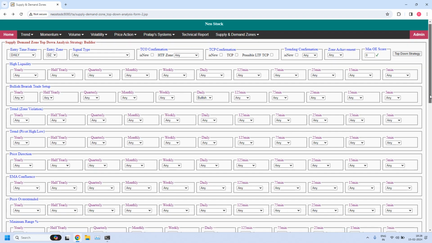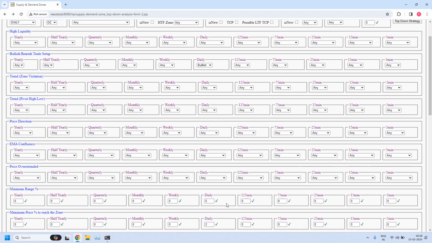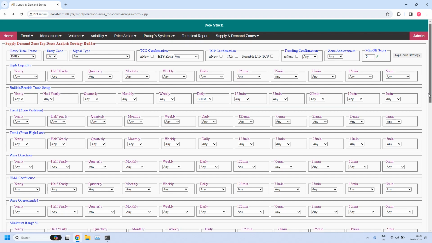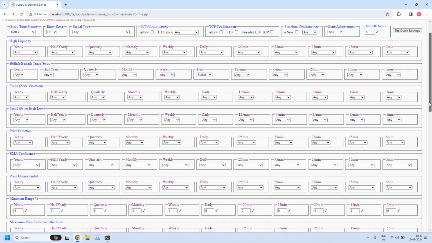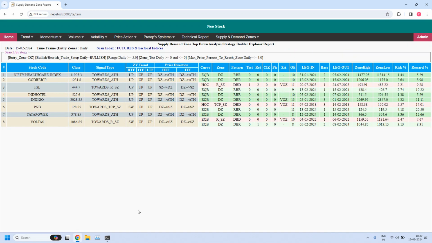Now we will set the maximum percent to reach the zone as 3%. Currently 2% we set, I'm changing 2 to 3%. Now one more stock is added, Godrej Properties, but that is also moving towards all-time high. So now let us increase the percentage to 4%. So I'm changing 3 to 4%. Now the list is filtered to 8 stocks.